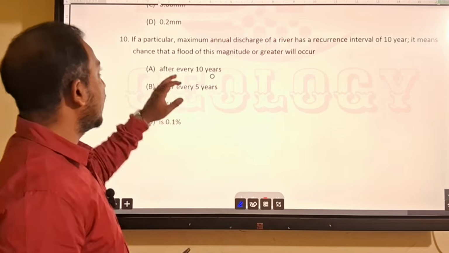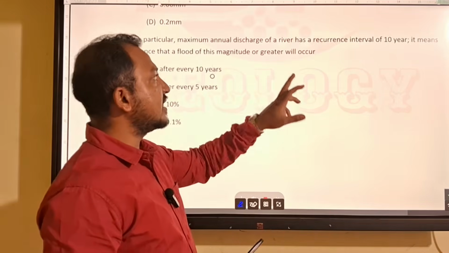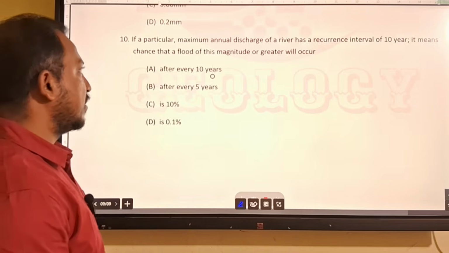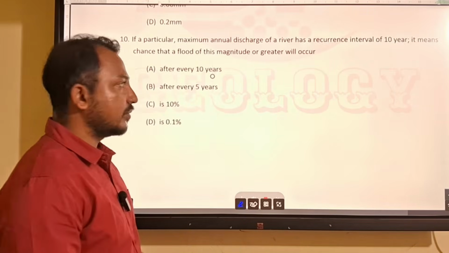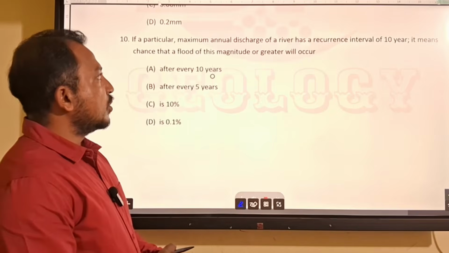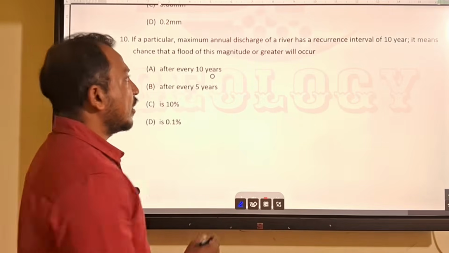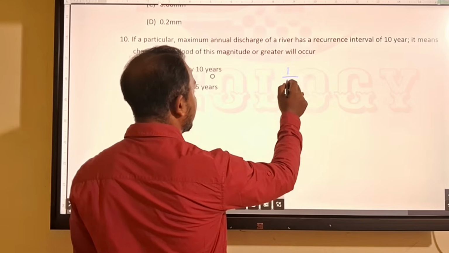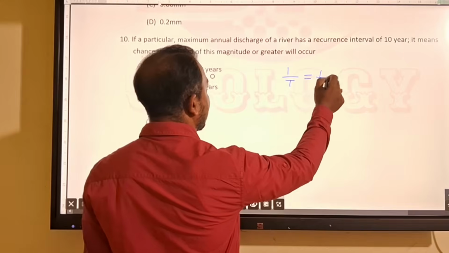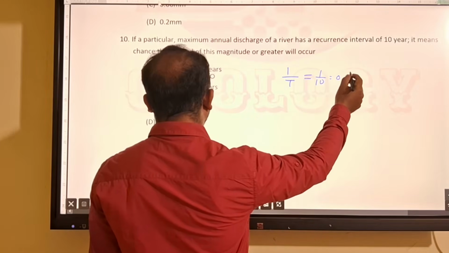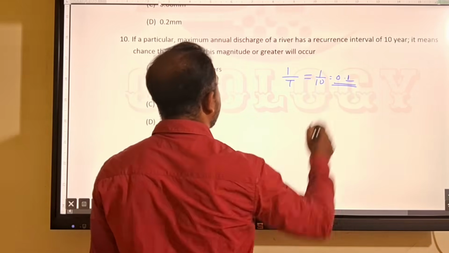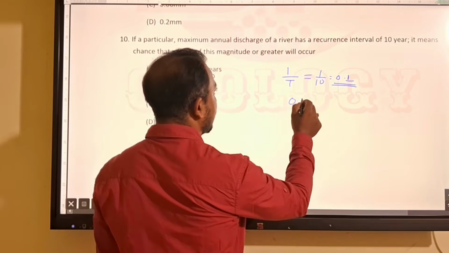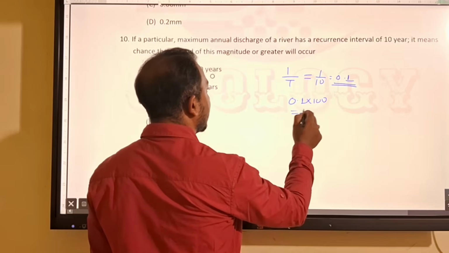The next question: if a particular maximum annual discharge of a river has a recurrence interval of 10 years, it means the chance of a flood of this magnitude or greater will occur. So the probability you can calculate by 1 by T, that is years or time, so 1 by 10. It will be 0.1 fraction, or in percentage you can calculate 0.1 into 100, that is 10%.